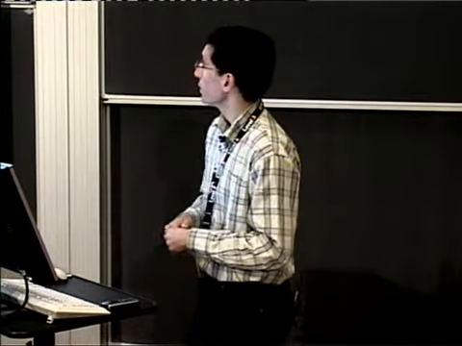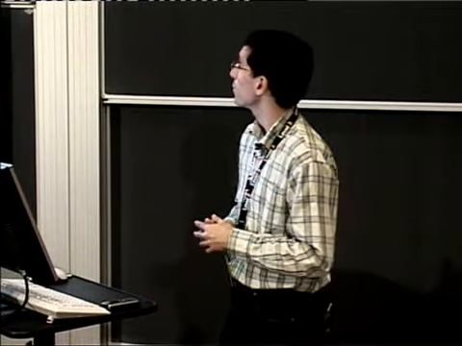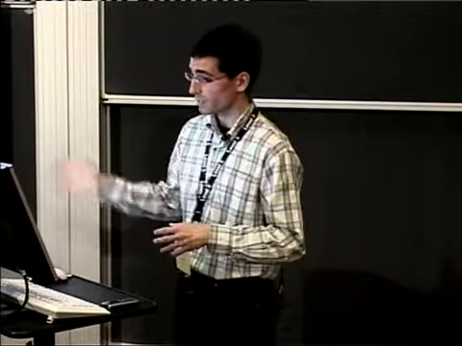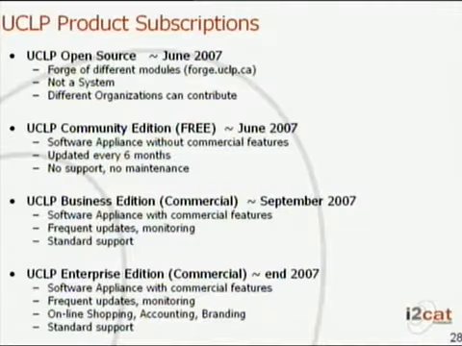Then we have the real subscriptions. We have the UCLP Community Edition. The first release of this Community Edition will be launched in June 2007. It contains a software appliance, an embedded Linux operating system that installs itself with all the software that UCLP requires to work, and provides the user interface as well as an administrative interface, a system to notify bugs, and so on.